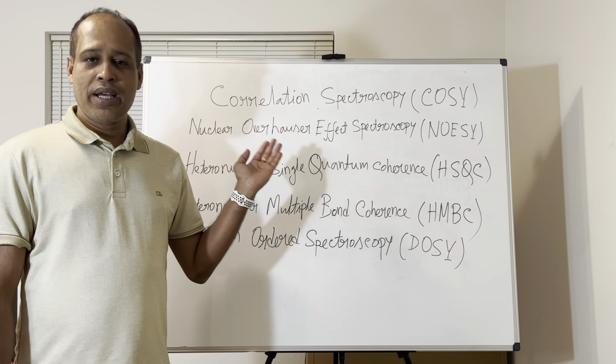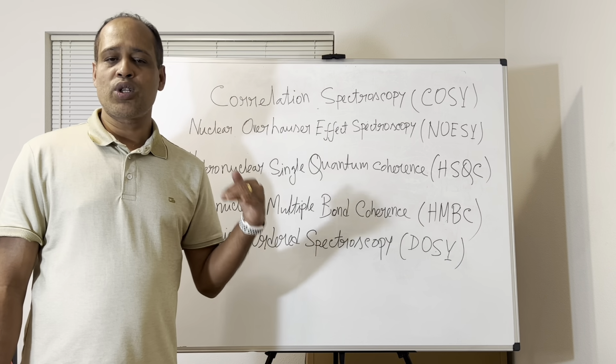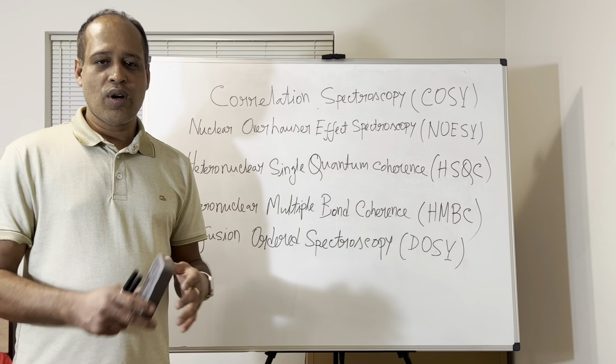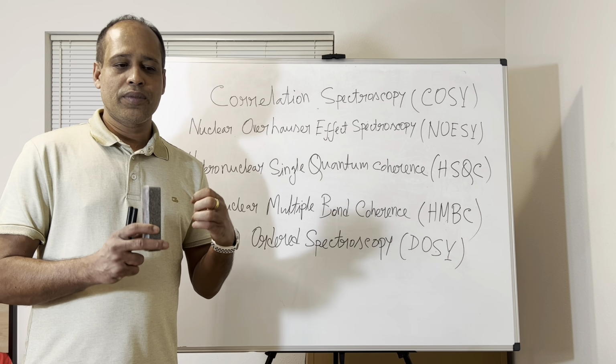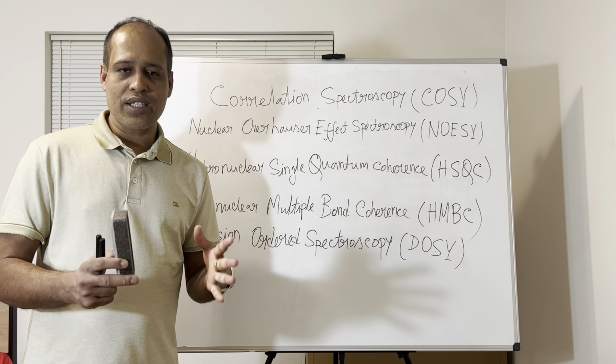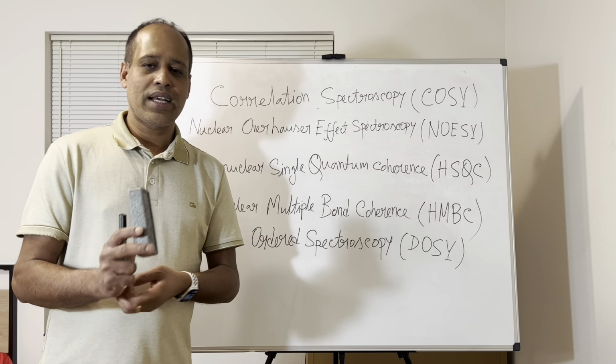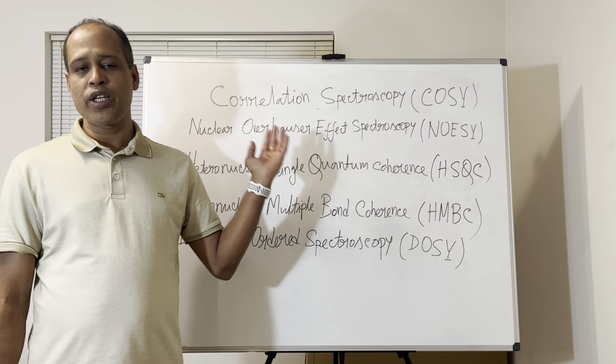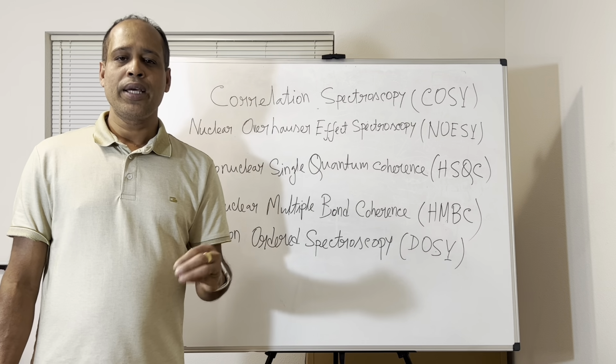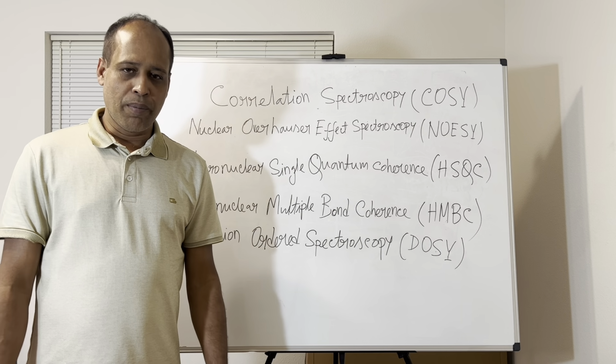So 2D NMR means two-dimensional NMR. You have to find the structure of molecules which are very complex. In that case, two-dimensional NMR, or 2D NMR, normally helps to identify your compound.